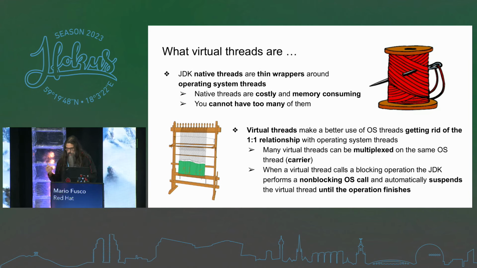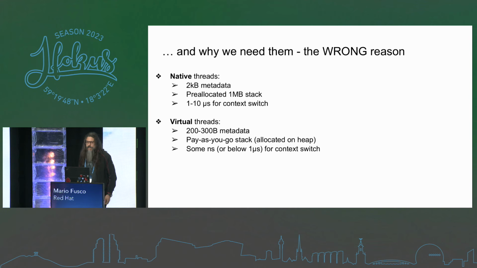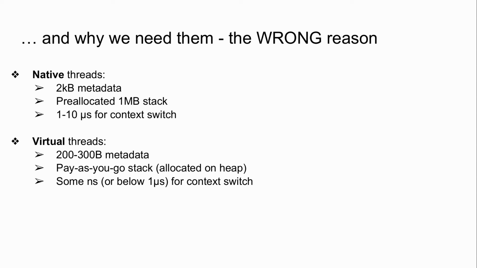I'm speaking about this carrier thread. In the current implementation, the carrier thread is provided by a pool. It's a specific pool of the Java virtual machine, which is a fork join pool implementation at the moment. So the main differences between native threads and virtual threads, and the reason why you can have many virtual threads, is that typically a native thread has 2 kilobytes of metadata, while a virtual thread has around 200 or 300 bytes of metadata.